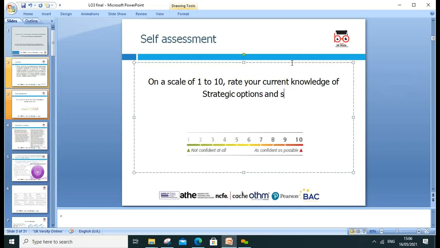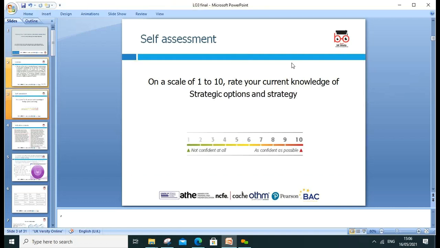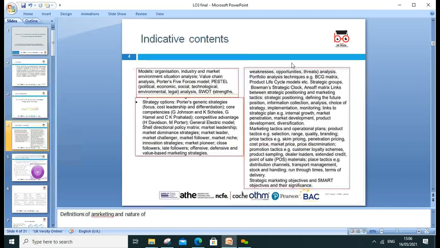Last lesson we discussed innovation. Today is more about strategic options and strategy. That's what we will go through. So you can look at your current knowledge in a different organizational context. It's always good to reflect.